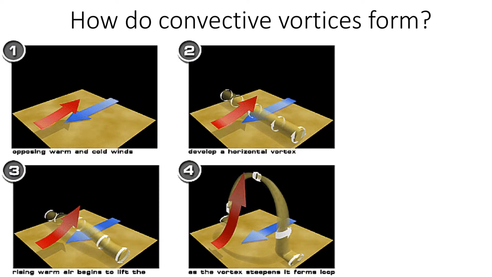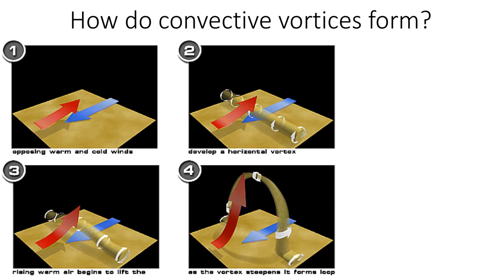So you can have one start with opposing warm and cold winds. And this can be when, say, you have very different surface properties right next to each other. So on Earth, maybe a field that's been cleared of vegetation right next to grassland, for example. And these can pass over each other, the warm over the cold air, and create some turning and create a horizontal vortex. And then the rising warm air begins to lift that vortex.